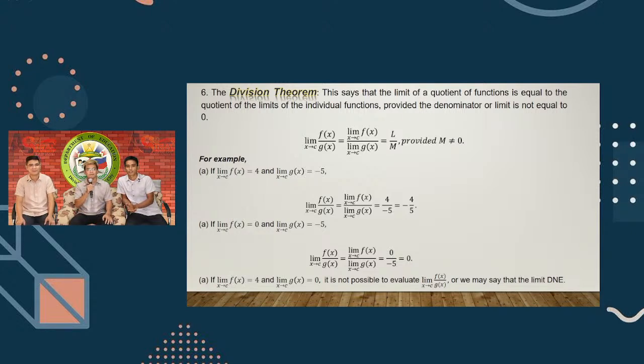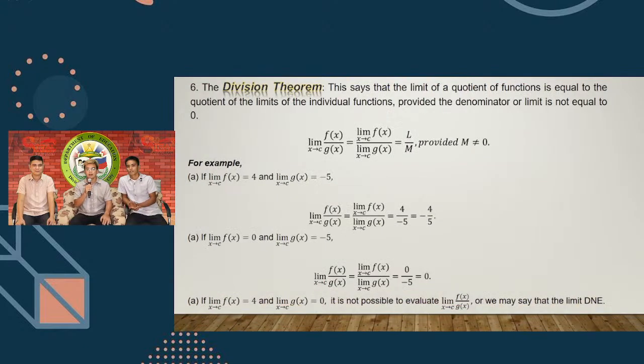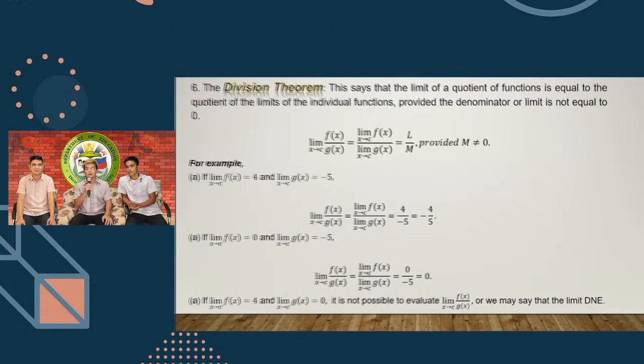Exactly, Sir Ken. Now, let us have an example. Given that the limit of f of x as x approaches c is equal to 4, and the limit of g of x as x approaches c is equal to negative 5, let us use the formula: the limit of f of x over g of x as x approaches c is the limit of f of x as x approaches c over the limit of g of x as x approaches c. Substitute the values. We have 4 over negative 5, and then to simplify, we have negative 4/5.